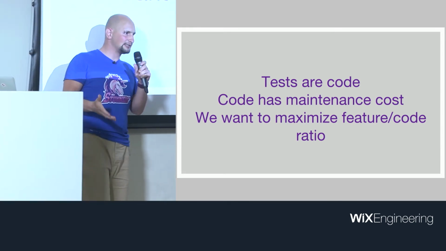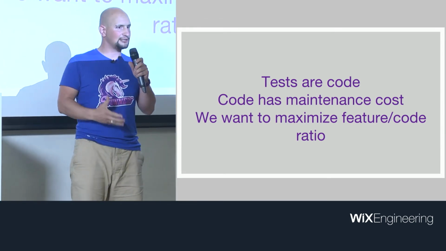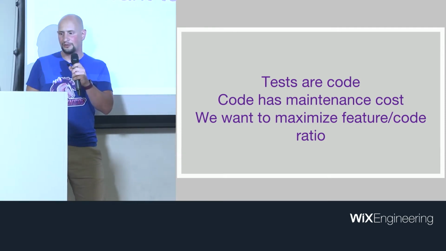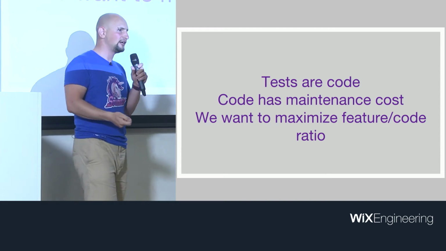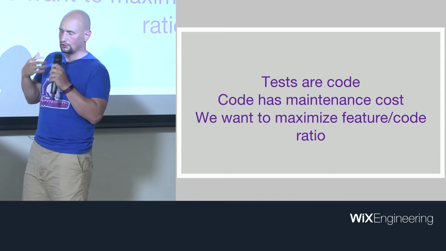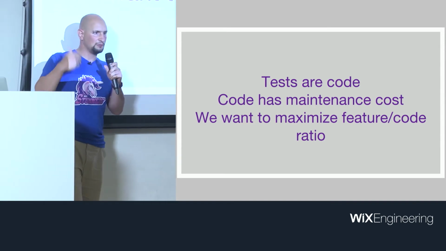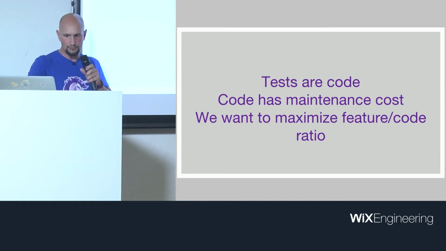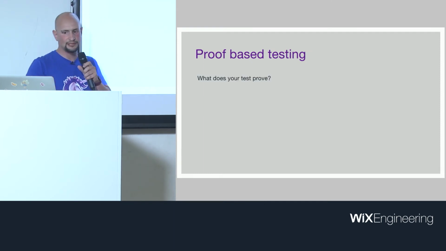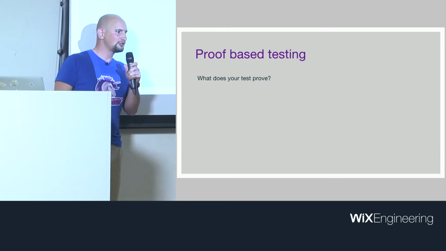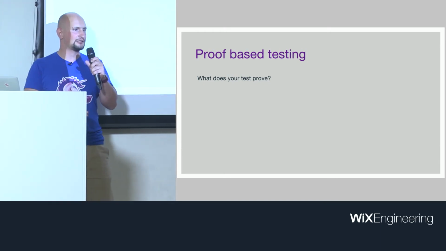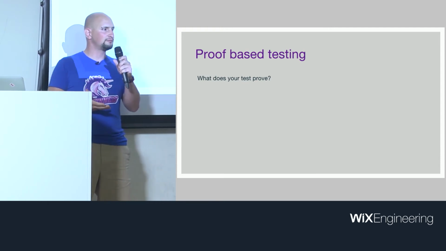And once we realize that not all tests are equal, okay, some tests give us more benefit than others, the question becomes, how do we identify which tests we can remove and which tests have more value and we should leave them or maybe put more emphasis on them? So there's a principle called proof-based testing, which basically means you have to ask yourself, what does your test prove? For every test that we have, we look at that test and we say, what does this test prove?